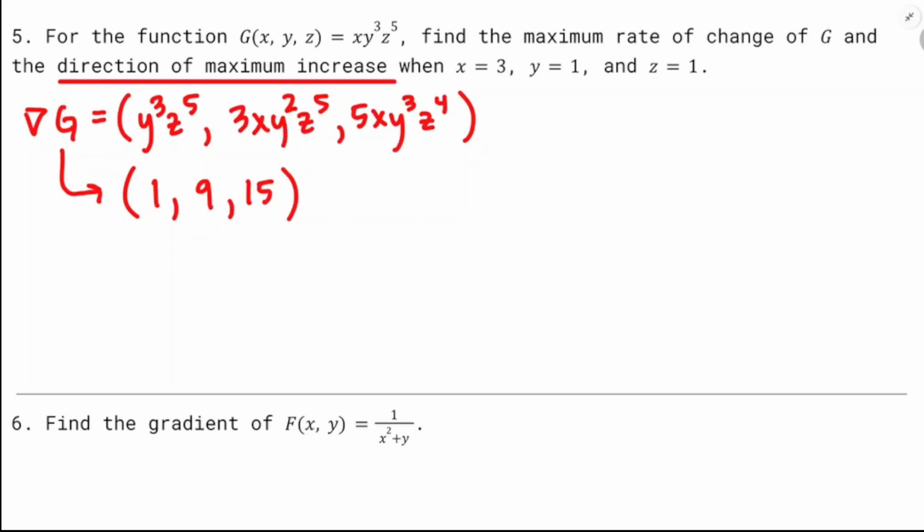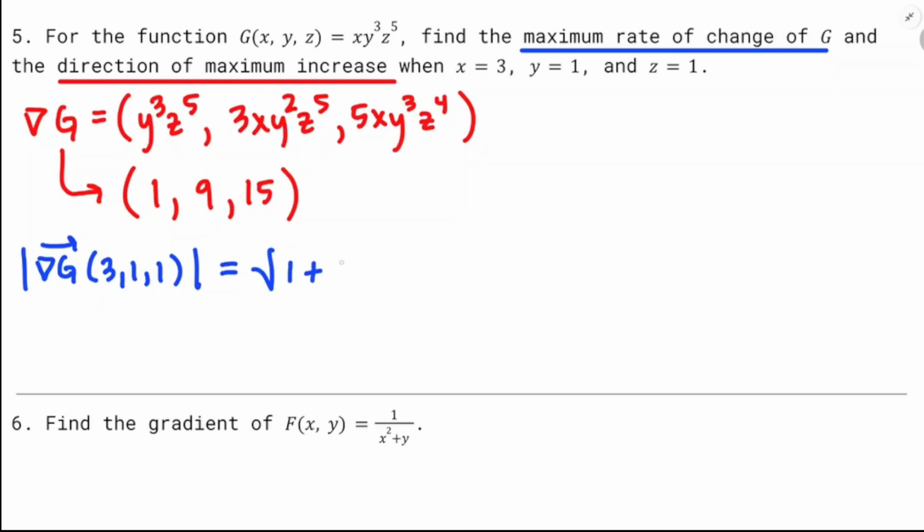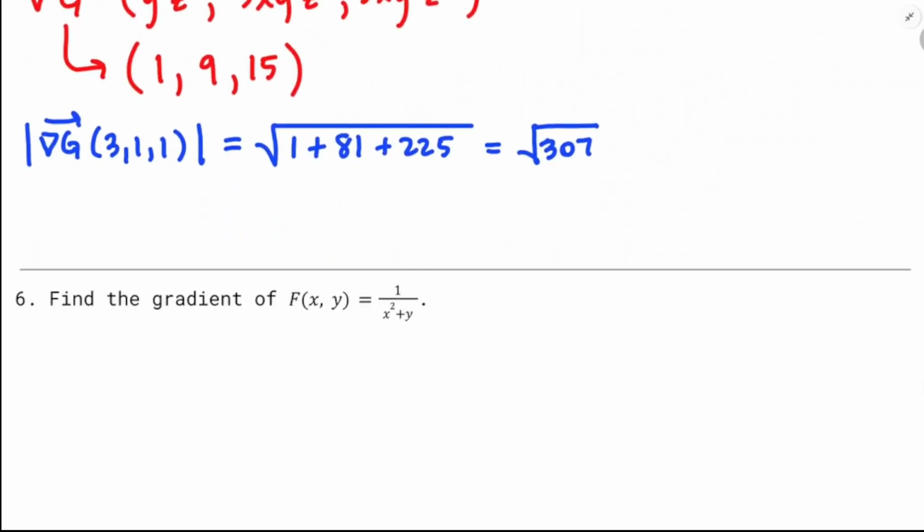Now, if I want to find the maximum rate of change of g, that's the length of the gradient vector at 3, 1, 1. Well, the length of that vector is going to be the square root of 1 squared plus 9 squared plus 15 squared. I'm going to do the 225 plus the 81 first, and that'll be 306, and then I add one more, and that's 307. And that is the maximum rate of change and direction of maximum increase.